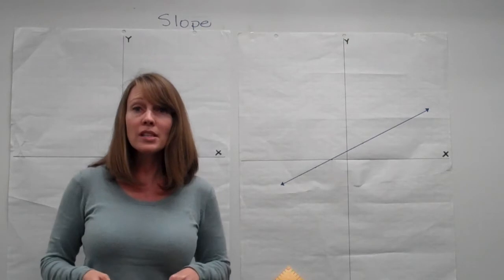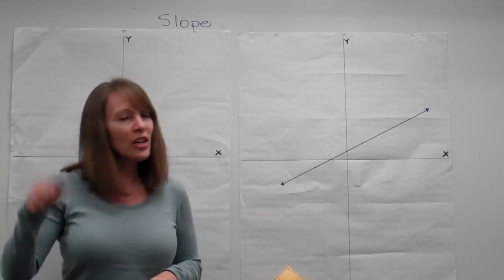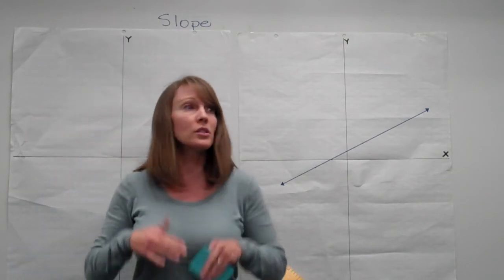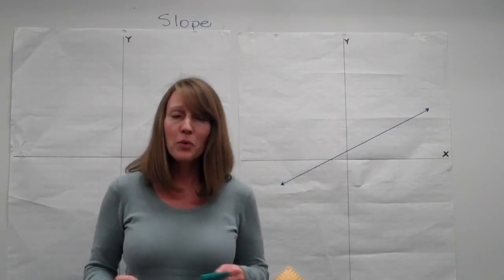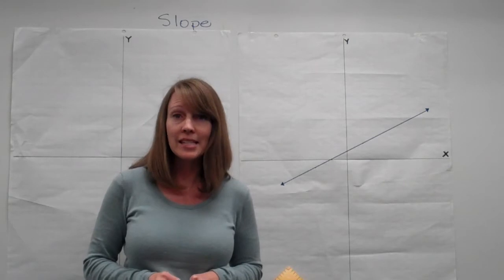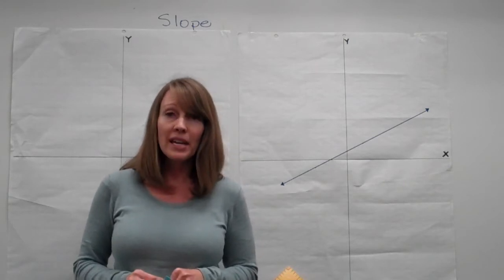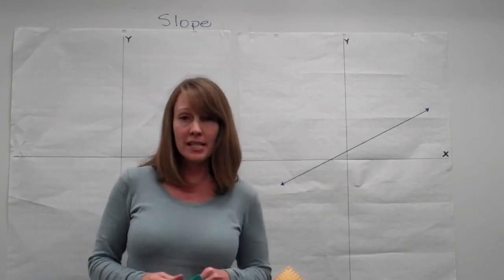All right, so let's talk about what slope is. I know you heard in 6th grade and 7th grade, oh, it's rise over run. We can all say rise over run. But what does that mean? We're going to talk about what slope means. So the definition of slope is the steepness of a line.